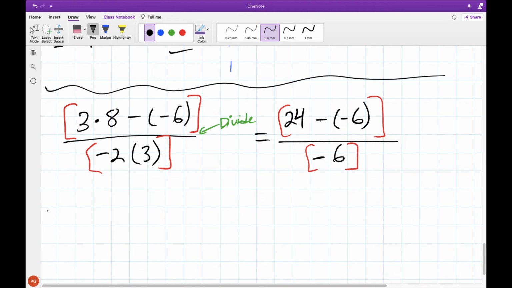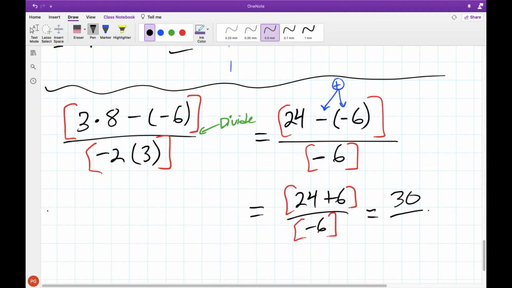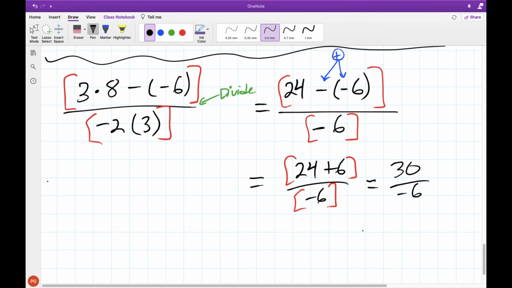We still need to work on the top here. Notice that we've got double negatives. Negative times a negative gives us a positive. So this is really the same as 24 plus 6. 24 plus 6 gives us 30, and we've got a negative 6 on the bottom. And now we can get rid of these brackets because the top and the bottom are fully simplified, and we can finish off our question by dividing. 30 divided by 6 gives us 5. We've got a positive on the top, negative on the bottom, so our answer is negative 5.